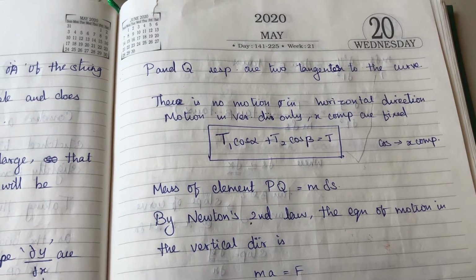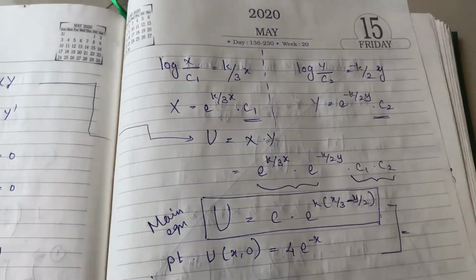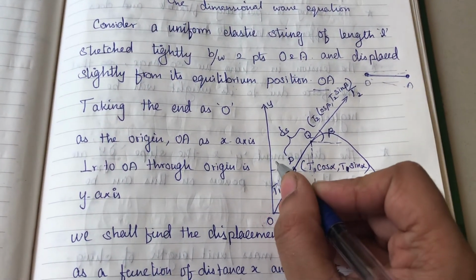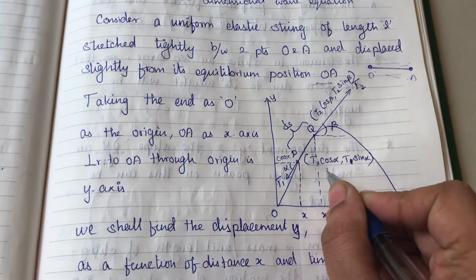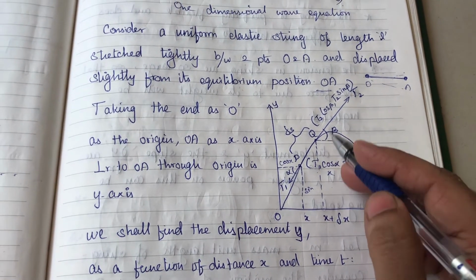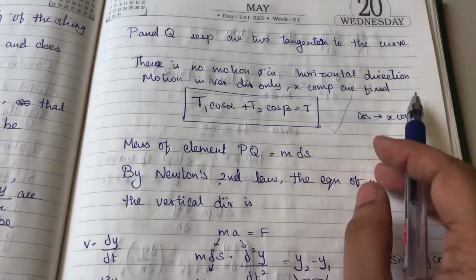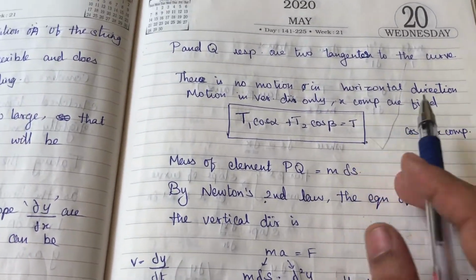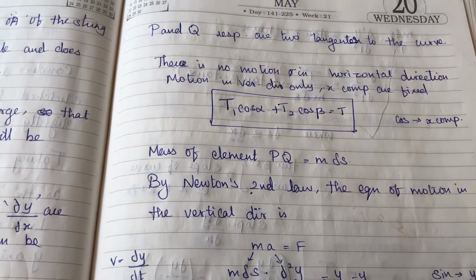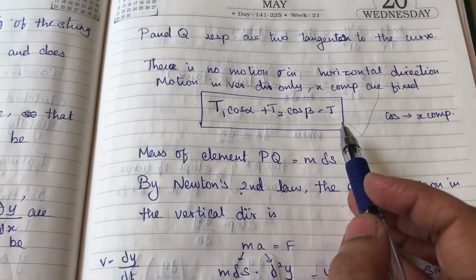So the cos are the x components, and y is the sine components. You can see here in the graph, the x component is cos, and this one is sine. The y component is sine. So I am just fixing the x components alone because there is no motion in the horizontal direction. So T1 cos alpha plus T2 cos beta is equal to T. I am just bringing the x components alone.